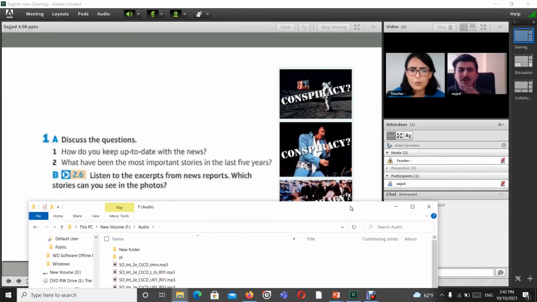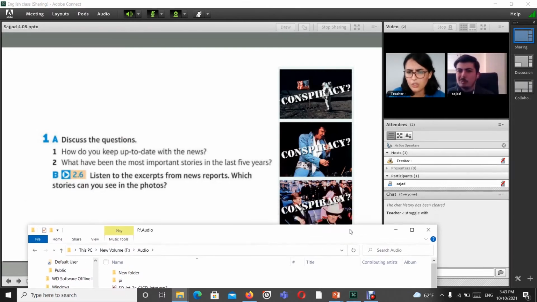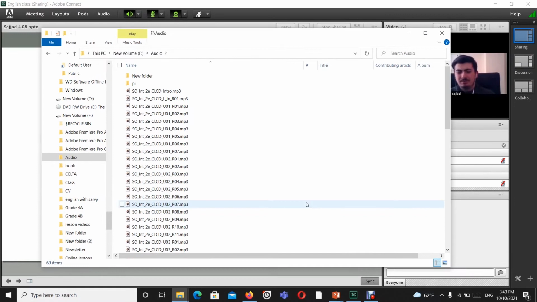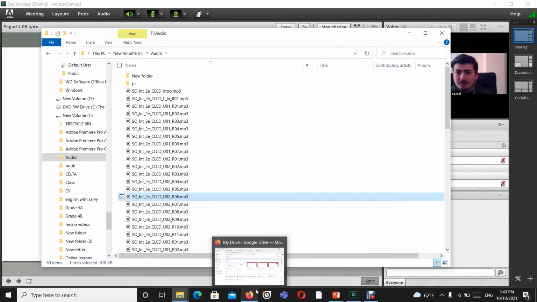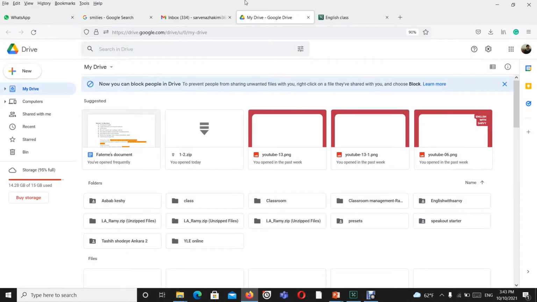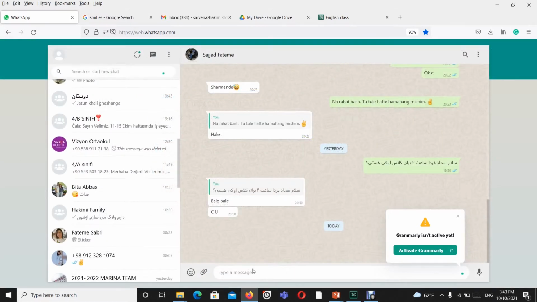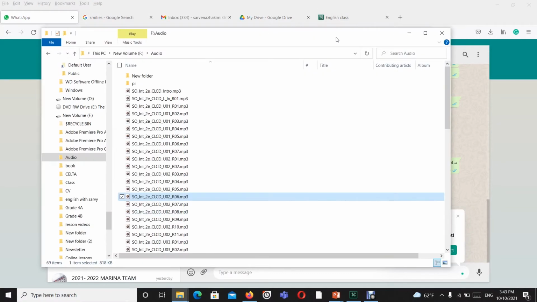Take a look at the photos. Okay. What do you think? What stories do you think you can see in the photos? The NASA going to the moon, I think the first one. All right. What else? The second one, who is he? I don't know, but I think it's a singer. That's all I know right now.